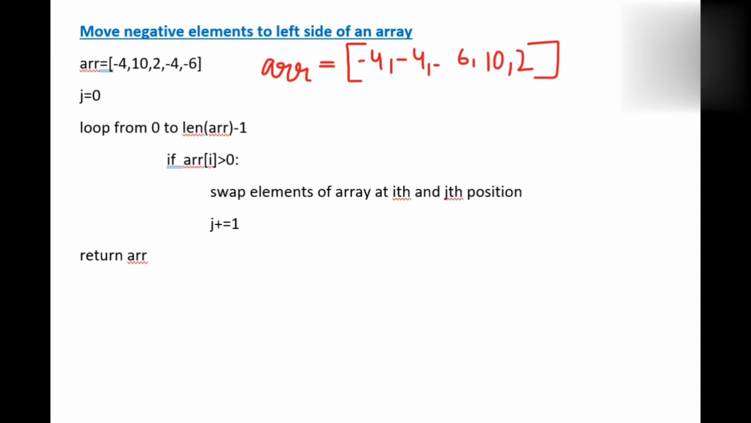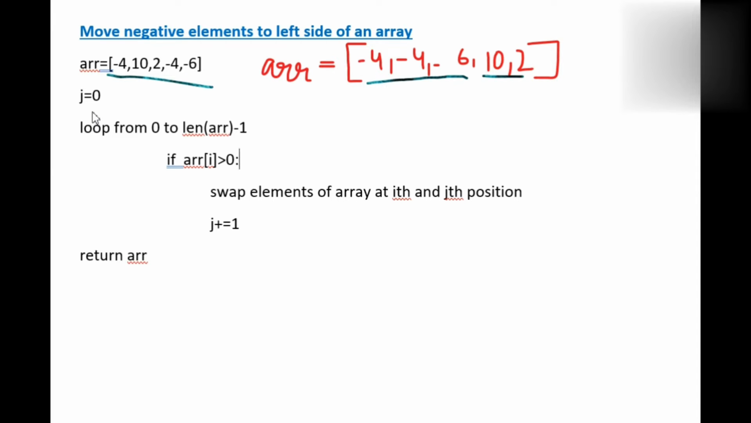In this question, we have to move negative elements to the left side of an array. Suppose we have given this array, we have to move all the negative elements -4, -4 and -6 to the left side of the array, and remaining positive elements to the right side of the array. So let's see the algorithm.